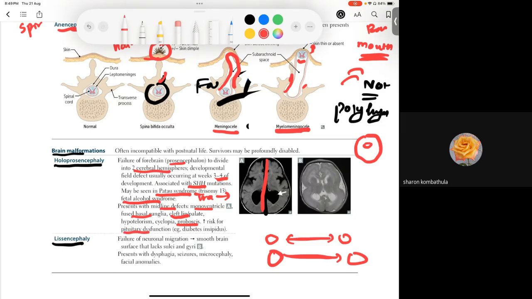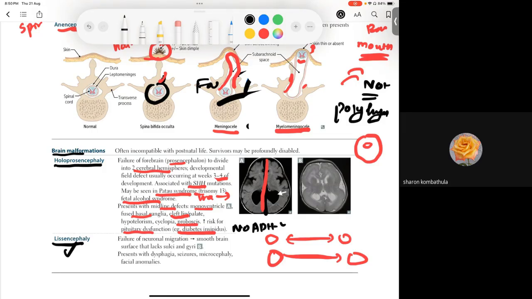Increased risk of pituitary dysfunction can lead to diabetes insipidus. It's obvious that your entire brain anatomy is disrupted, so we can get diabetes insipidus. What is diabetes insipidus? We discussed it in detail. That is no ADH. It can be central, it can be nephrogenic, right?